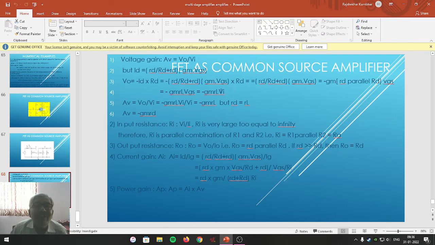Now transfer this Vi to the left side. We get Vo upon Vi, and this Vo upon Vi is nothing but the voltage gain. So I can write Av is equal to Vo upon Vi, and that's equal to minus gm into RL into Vi upon Vi. Vi will cancel and we get minus gm into RL. But RD is the same as RL, so the voltage gain is equal to minus gm into RD.